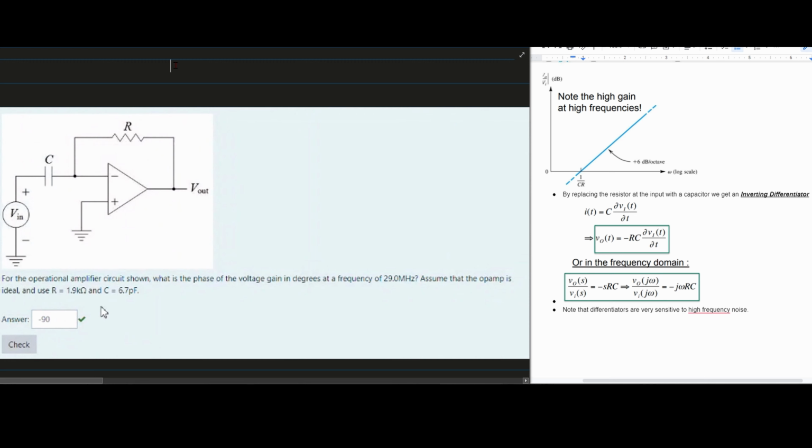For this operational amplifier circuit shown, we're asked what is the phase of the voltage gain in degrees at 29 megahertz, and we need to assume that the op amp is ideal. We have these resistor and capacitor values here.